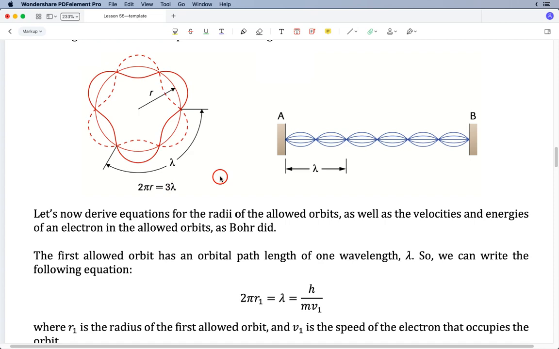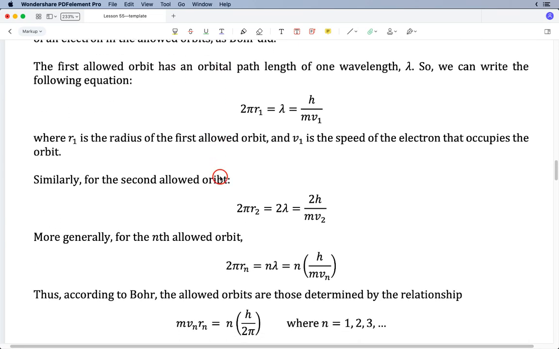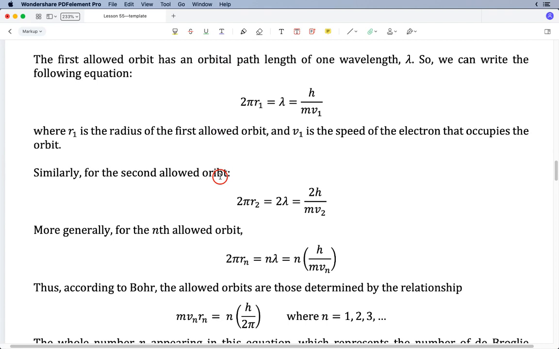He said that the first allowed orbit has an orbital path length of 1 wavelength, lambda. And we can write that like so. We've learned already that the de Broglie wavelength is given by this equation: the de Broglie wavelength is equal to Planck's constant divided by the momentum. So this is the equation for the first orbit. R1 is the radius of the first orbit. V1 is the speed of the electron in the first orbit.